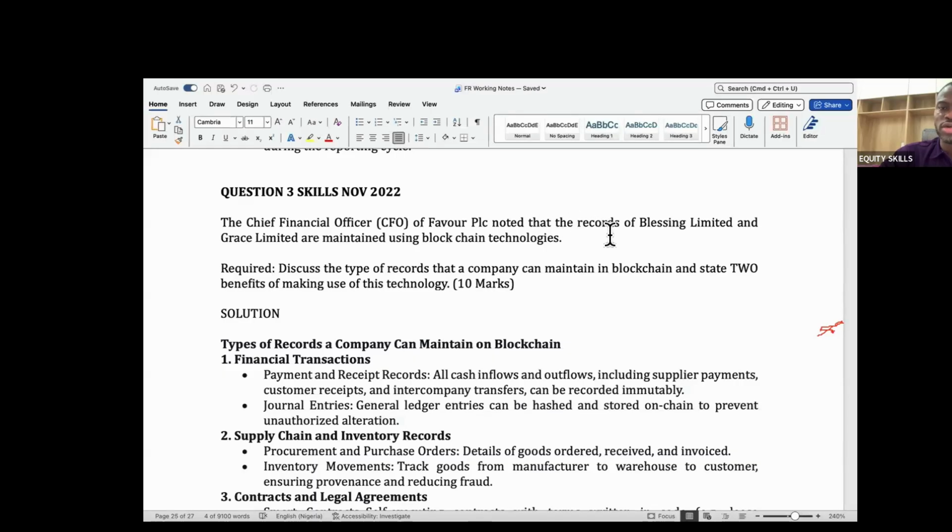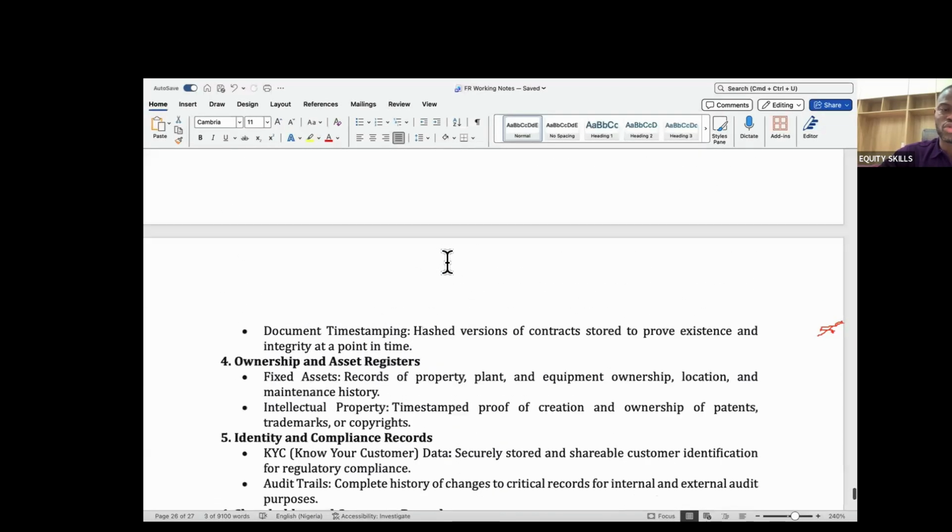He noted that the records of Blessing Limited and Grace are maintained using blockchain technology. Required: discuss the types of records that a company can maintain in blockchain and state two benefits of making use of this technology. Look at it, 10 marks. You can get 10 over 10 easily because you shouldn't restrict yourself. Any type of record that you can think of, you don't have to follow my line of solution.